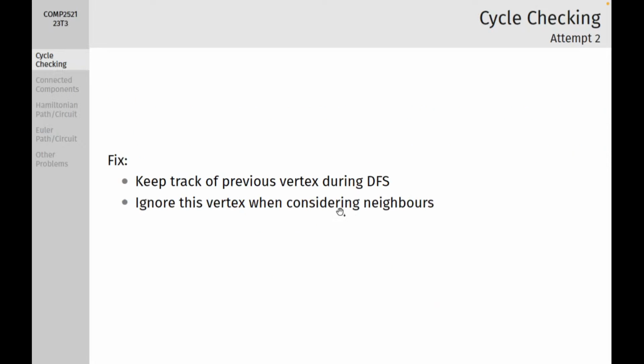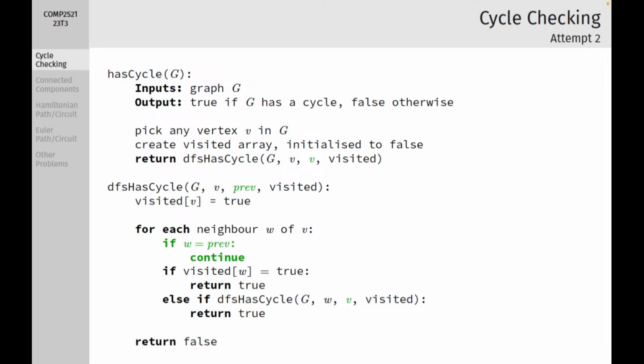So what is the fix? Since we're treating the previous vertex as a new vertex, and we're going back and forth along the same edge, let's keep track of the previous vertex during our DFS. When we're considering our neighbors, in order to recurse, we just ignore the previous vertex. So here is the improved attempt.